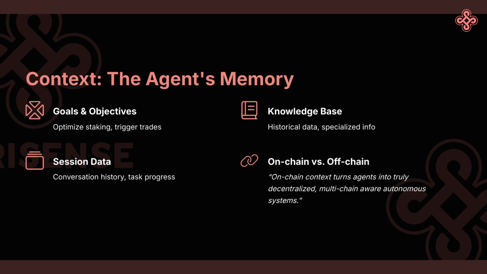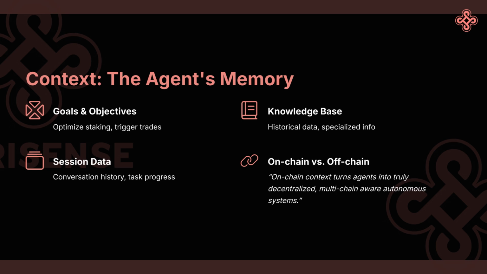Now, how is this context stored? Verisense provides a flexible, hybrid approach to balance security, cost, and accessibility. For large amounts of non-critical data, context can be kept off-chain, in traditional databases or decentralized storage like IPFS. This is well suited for knowledge bases or long logs, where on-chain immutability is not always necessary.